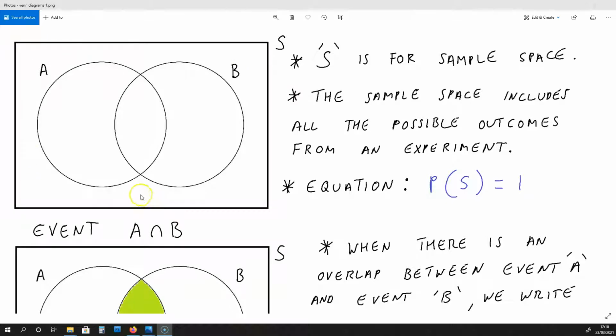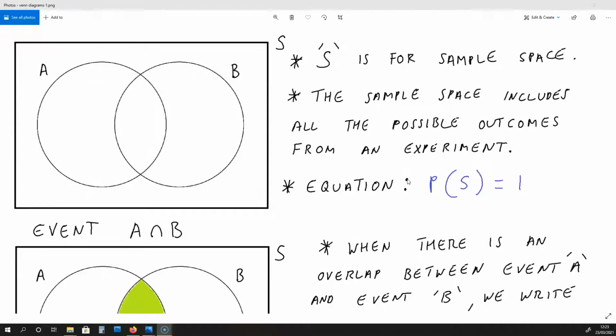Now if event A happens on its own, you have to think of this space over here to the left. If event B happens on its own, you have to think of this space over here to the right. If both these events happen, then you have to think of this space over here in the middle, where both these circles intersect. Now if none of these events happen, then you have to think of the space outside of these circles over here. So when you have two events, this is how you would use a Venn diagram.